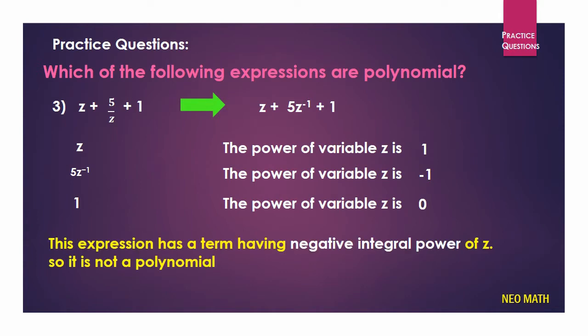This expression has a term having negative integral power of z, isn't it? Minus 1 is there. So it is not a polynomial. It should have non-negative integral power of the variable. So it is not a polynomial.